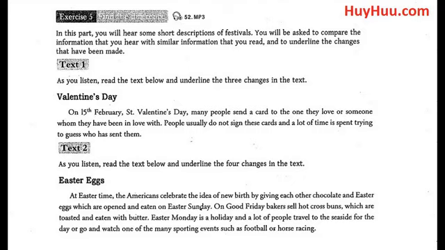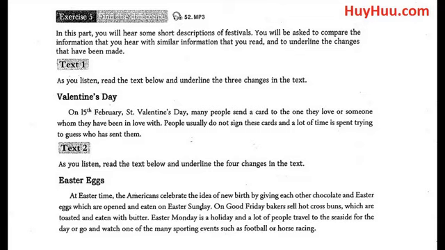Exercise 5. Find the difference. In this part, you will hear some short descriptions of festivals. You will be asked to compare the information that you hear with similar information that you read, and to underline the changes that have been made. Text 1. As you listen, read the text below and underline the 3 changes in the text.